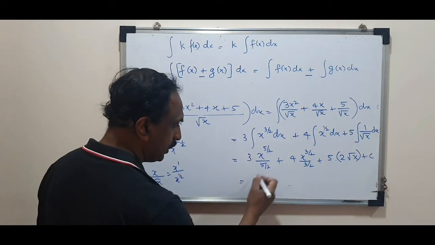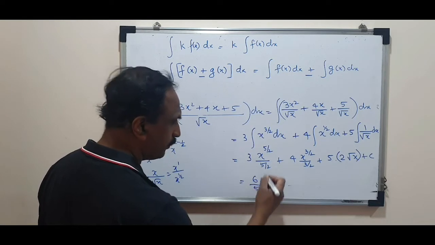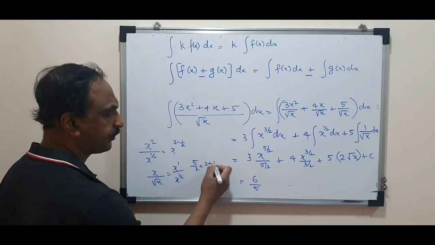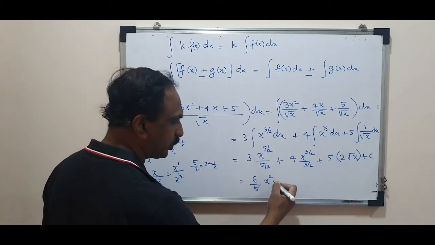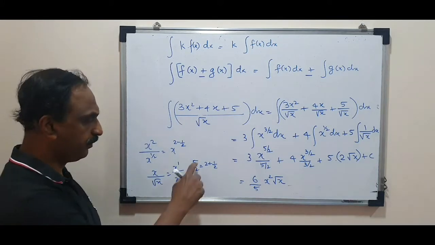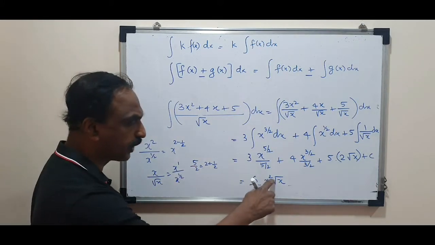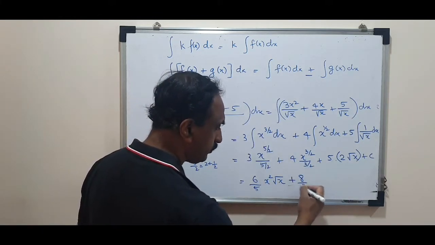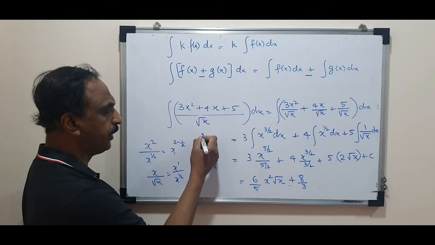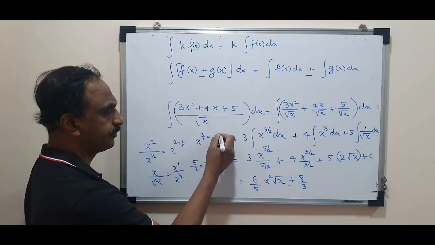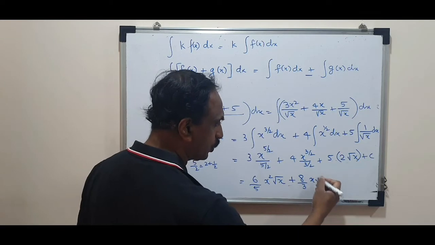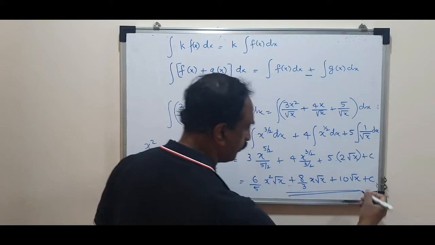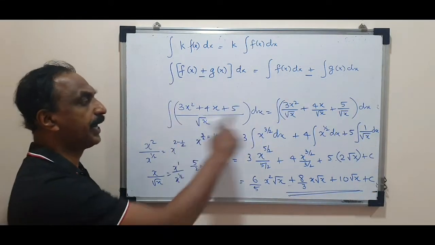So final answer: 3 into 2, 6, 6 by 5. x raised to 5 by 2, 5 upon 2 is 2 plus half, so it became x square root x. 5 by 2 is 2.5; 2 corresponds to x squared, half corresponds to root x. This becomes 8 by 3 x raised to 3 by 2. 3 by 2 is 1.5, so that is x root x. Plus 10 root x plus c becomes your final answer. This is how we need to separate and integrate.